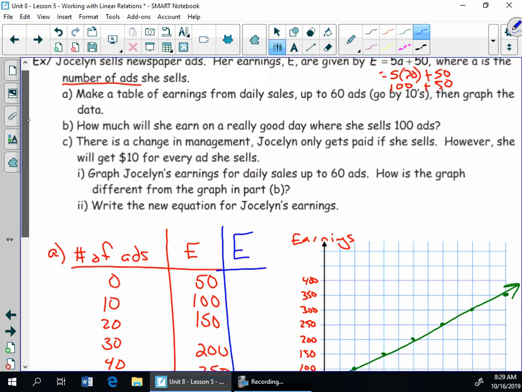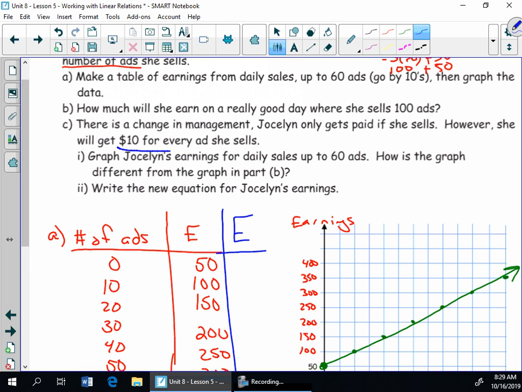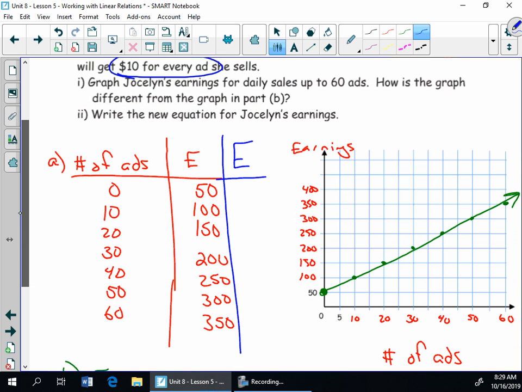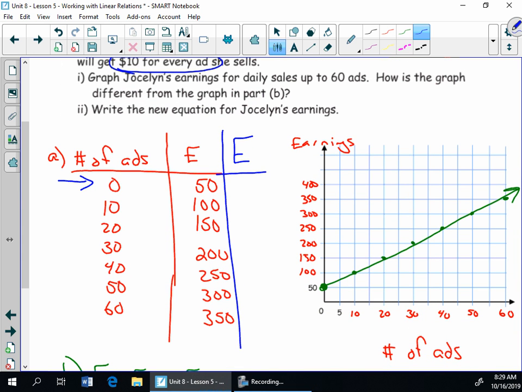So what's happening this time? She's getting $10 for every ad she sells. So if she sells no ads, how much money does she get paid? Nothing. If she sells 10 at $10 each, well, 10 times 10 makes 100. 20 ads, she'll get 200, right? Just times it by 10. 30 is 300, and we're following our pattern. And there we go. Let's graph that one.